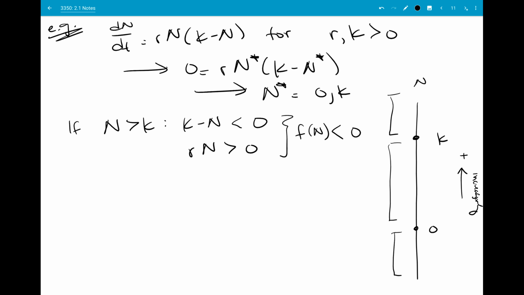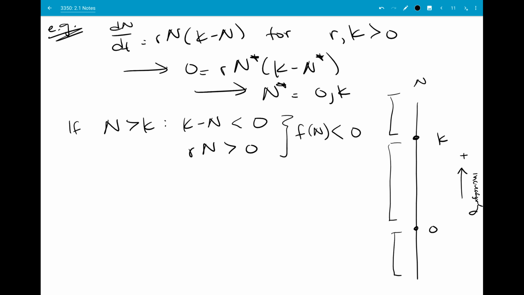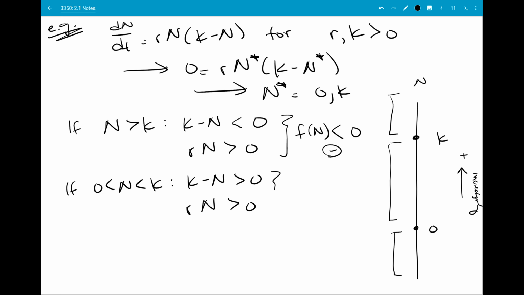And so I said, oh, we'll draw the arrows next. So we're just going to examine what happens. I found negative numbers right there. If 0 is less than n is less than k, I'm going to have that k minus n is positive, but r times n is still positive. Together, that means that I have a positive times a positive. F of n will be positive.